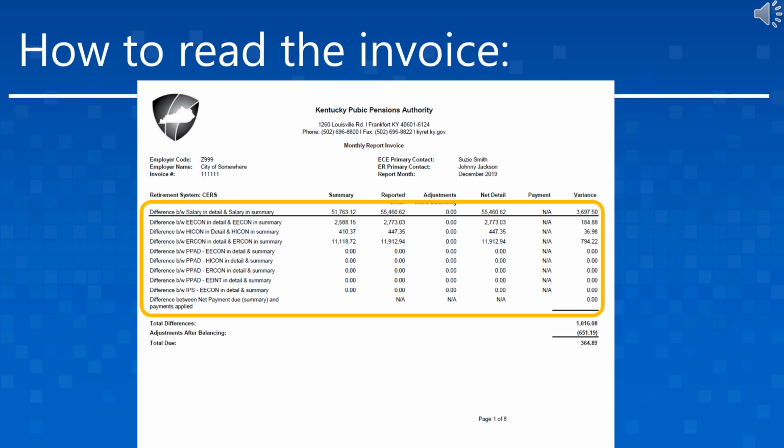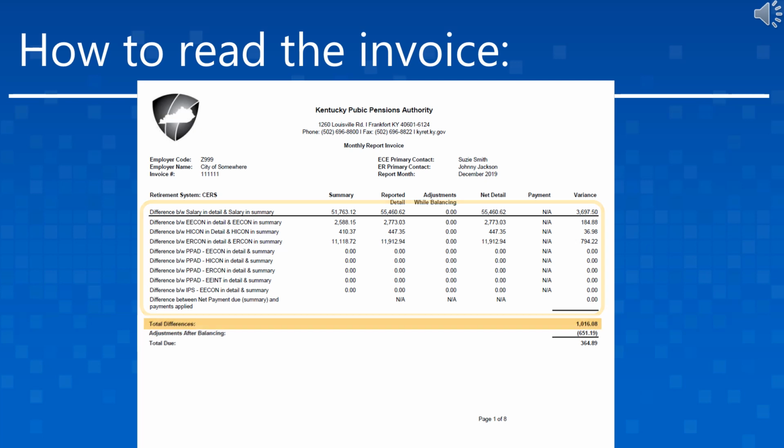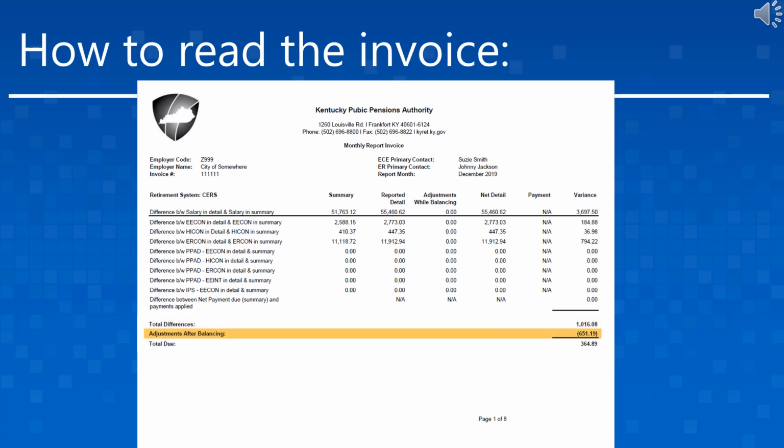Following the general information is a summary of the balancing discrepancy, which contains the variance between the detail information, the summary information, and the payment of the contributions. The contribution total includes the employee contributions, health insurance contributions, and employer contributions. This variance is totaled at the bottom of the page and followed by the adjustments after balancing total.